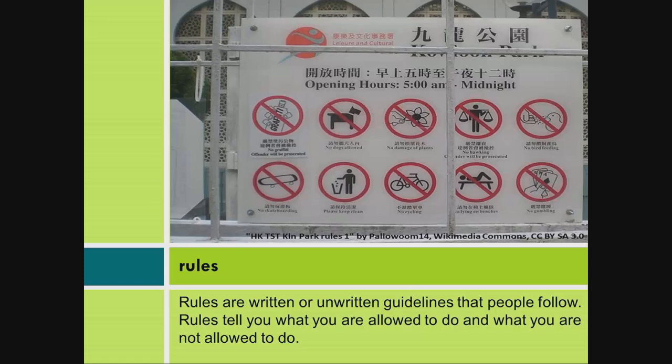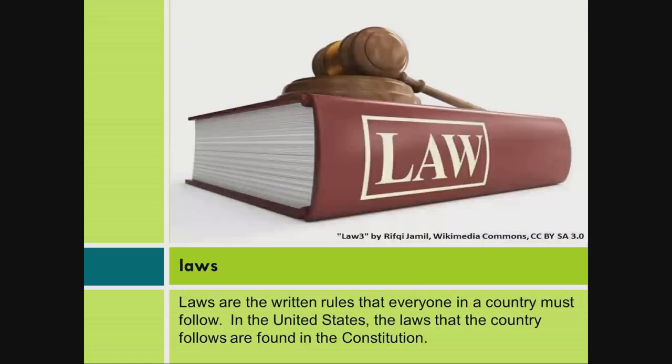Rules. Rules are written or unwritten guidelines that people follow. Rules tell you what you are allowed to do and what you are not allowed to do. Laws. Laws are the written rules that everyone in a country must follow. In the United States, the laws that the country follows are found in the Constitution.